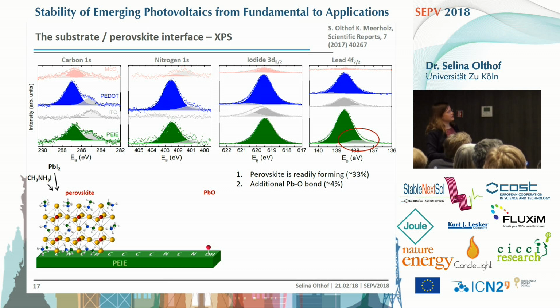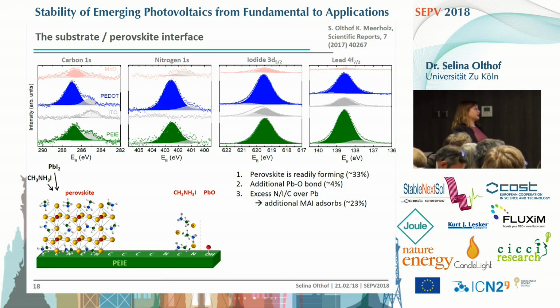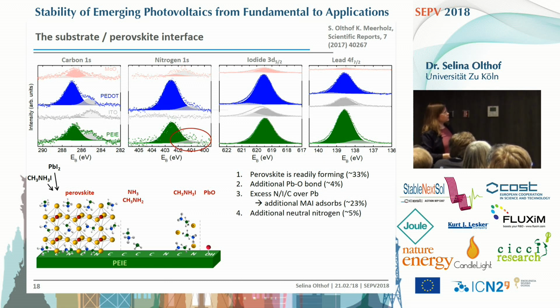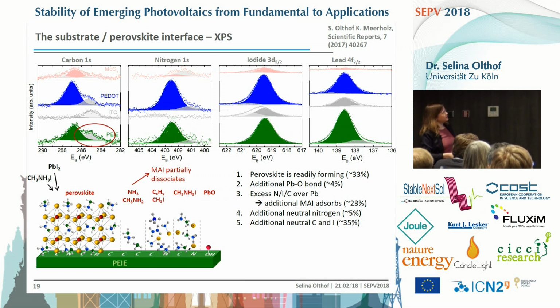Then we do get a different bond for the lead, so we know we have some lead oxide on the surface. We do have too much iodine, carbon and nitrogen, so we know we have methylammonium iodide in excess on the surface. We do have this additional nitrogen peak, more neutral, and an additional carbon peak, more neutral. So we know that we have something like methylamine, ammonium, hydrocarbons, and so on. So we know that the MAI must be partially dissociating, and we find dissociation products on the surface.